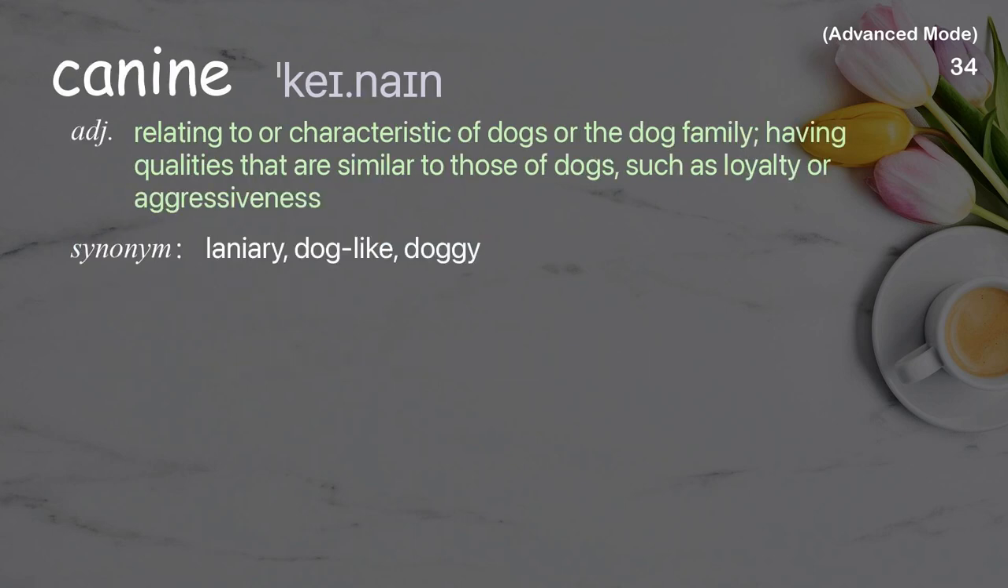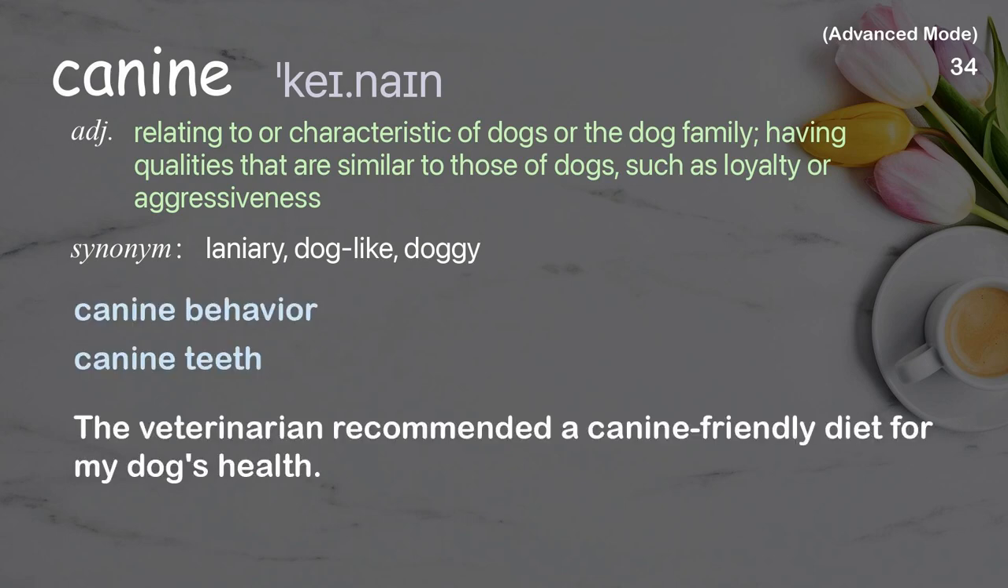Canine. Relating to or characteristic of dogs or the dog family, having qualities that are similar to those of dogs, such as loyalty or aggressiveness. Examples: canine behavior, canine teeth. The veterinarian recommended a canine-friendly diet for my dog's health.